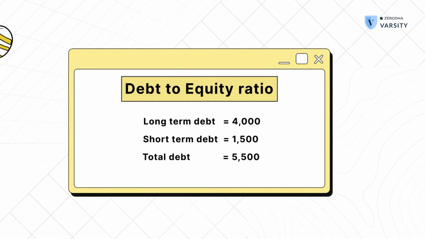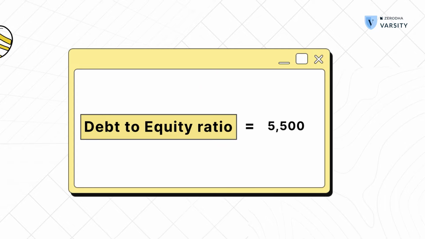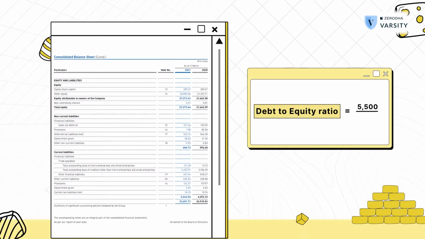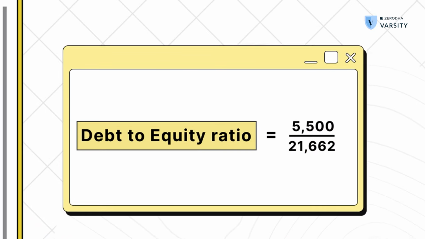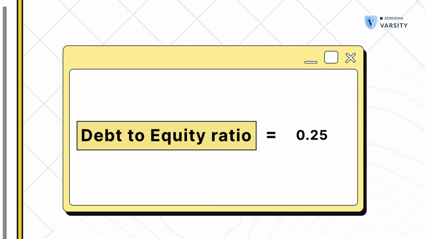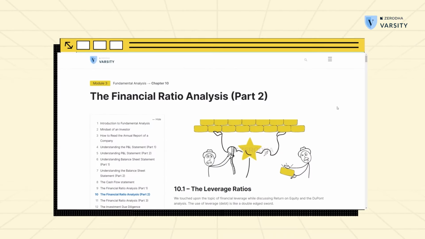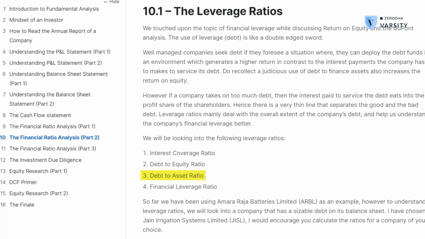Now to calculate the debt to equity, all I have to do is divide the total debt, that is 5,500 crores, by the total equity of the company, which is roughly about 21,000 crores, and I get a debt to equity ratio of 0.25. As I mentioned earlier, lower the number, better it is, and it indicates a larger equity base. Some of the other leverage ratios are debt to asset and the financial leverage ratio. I would encourage you to visit Varsity to read more about these ratios. Generally speaking, when there is debt on the books of a company, do pay particular attention to all the leverage ratios as they can reveal a lot of hidden stories.